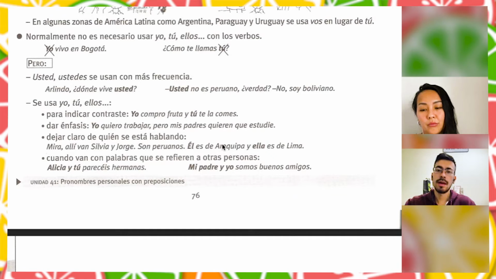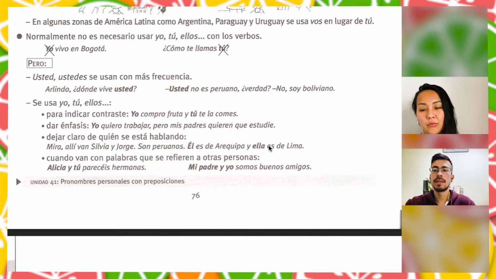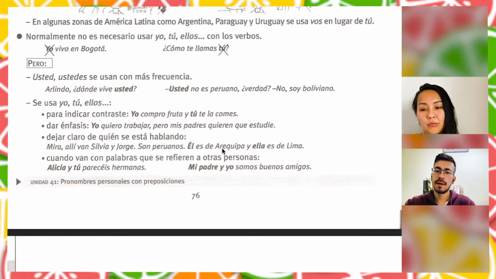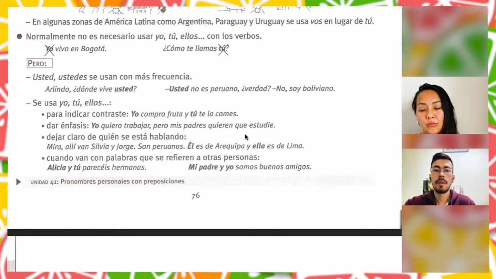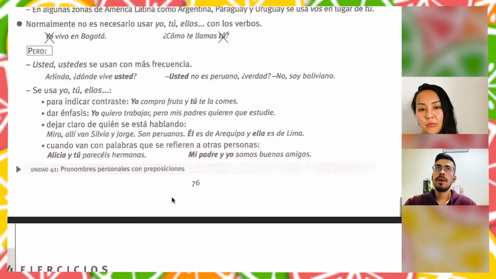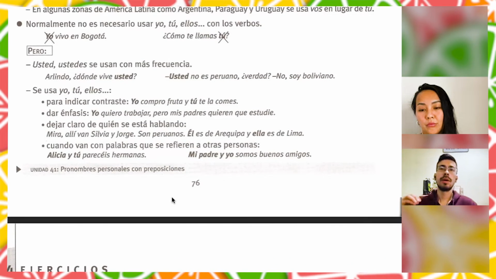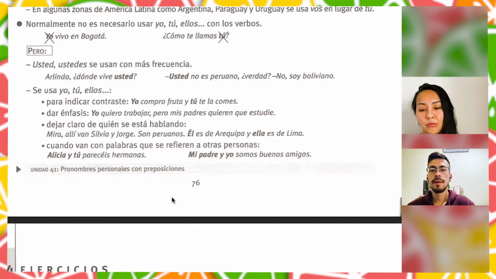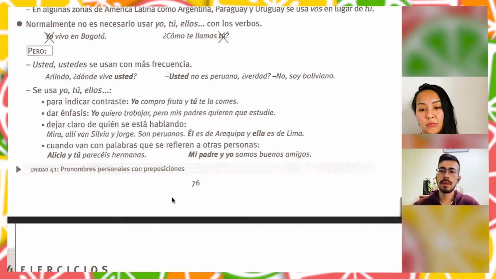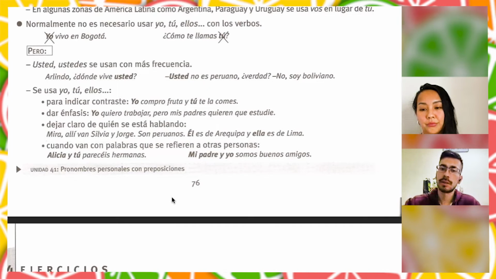He is from Arequipa and she is from Lima. So here we specify what we are talking about, who we are talking about, and when we are talking about other people too. So in the phrase, not just you are involved, or another person. Yes, there are two persons.